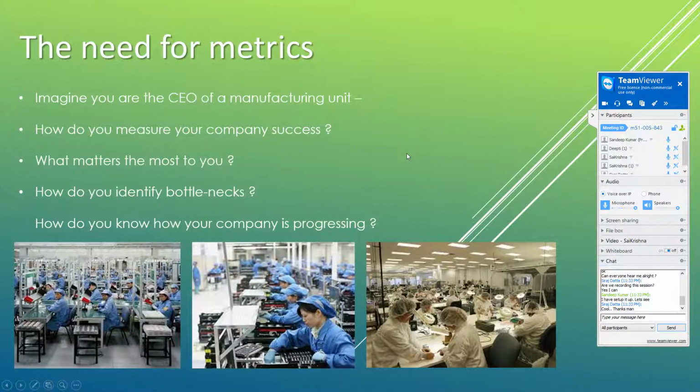Right. So moving over to the first slide, the need for metrics. Just look at these pictures and look at the text that I have typed in. So imagine you are the CEO of a manufacturing unit. Let's say you are responsible for that complete floor. And these pictures I've just kept there to showcase that there are a lot of activities going on in that unit. It could be just people working, or it could be machines. You can even imagine people sitting at their computers. Very similar.